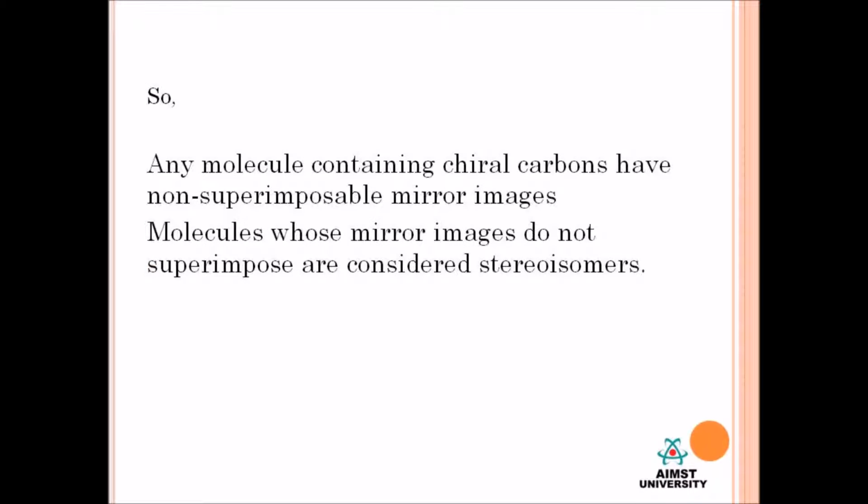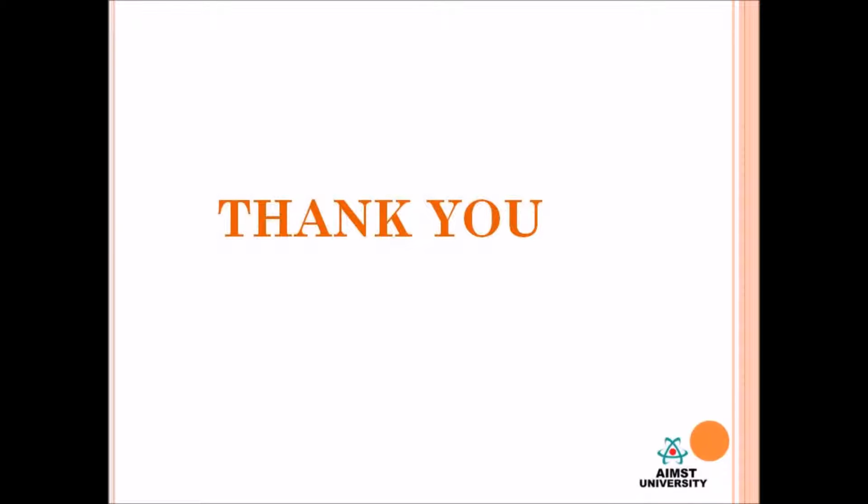So, any molecule containing chiral carbons has non-superimposable mirror images. Molecules whose mirror images do not superimpose are considered stereoisomers. The mirror images of stereoisomers are called enantiomers. Stereoisomers that are not mirror images of one another and are non-superimposable on one another are called diastereomers.